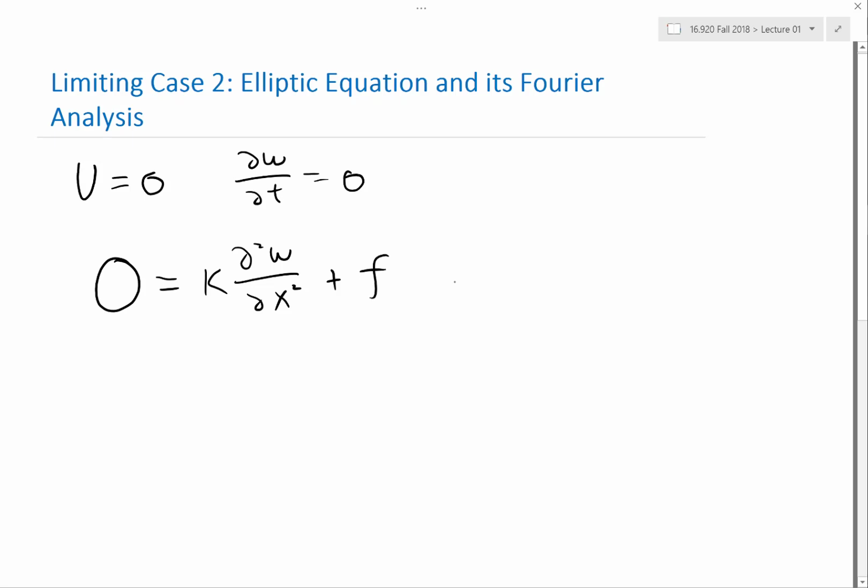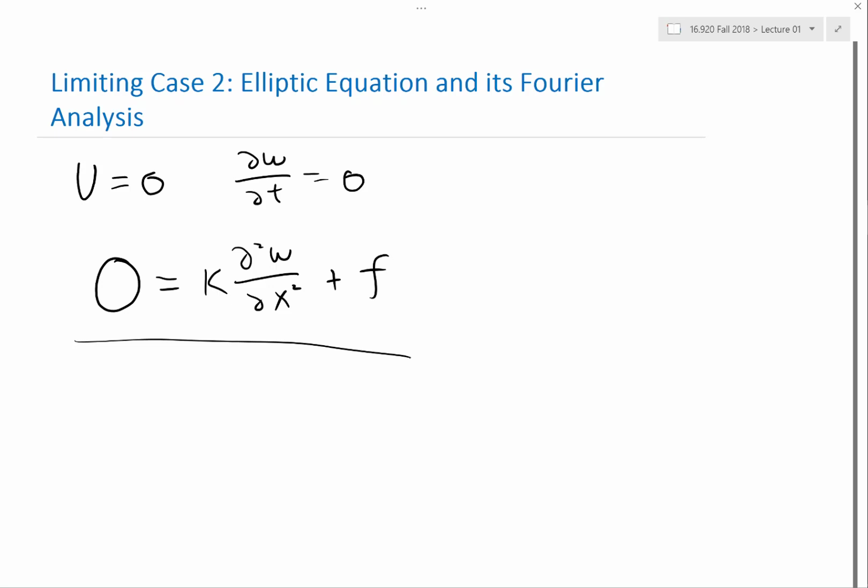So you have kappa times the second-order derivative plus f. The reason we are keeping f here is that if you get rid of f, you get the second-order derivative equal to 0, which means you have a straight line, right? So having f here actually makes the elliptic equation more interesting. This also describes what happens in real life, but in equilibrium. In equilibrium means everything has settled down.